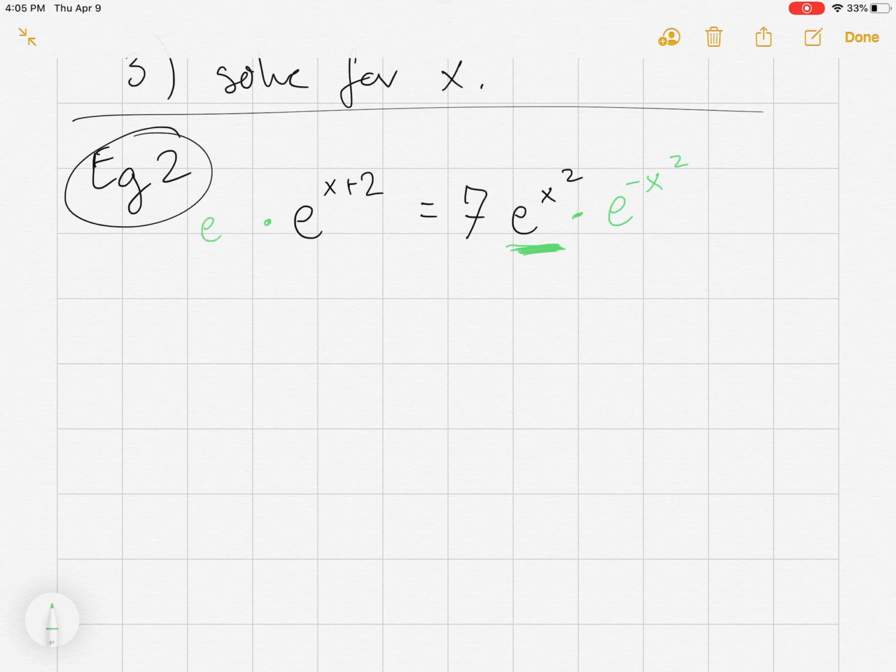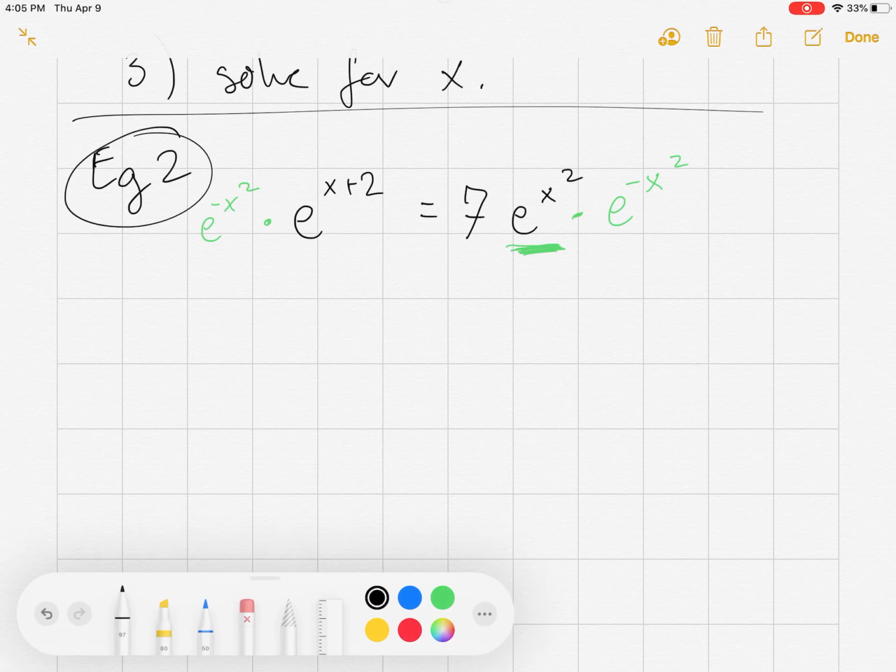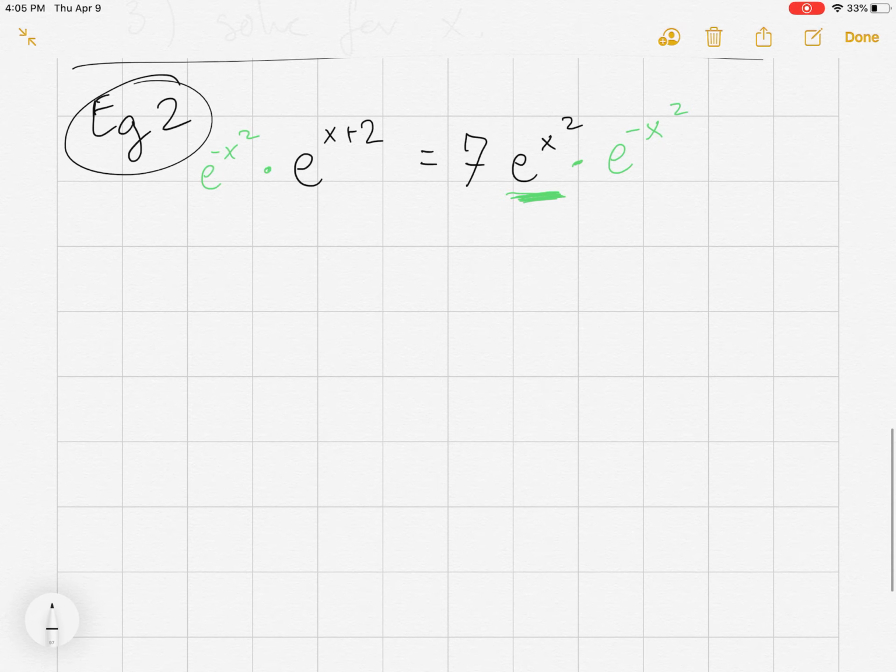Also going to do the same over here. E to the negative x squared. And so what we're going to get is e to the negative x squared plus x plus 2, once again just using the rules of exponents. That's all going to be equal to 7. So now we have the exponential expression isolated on the left-hand side of our equation.